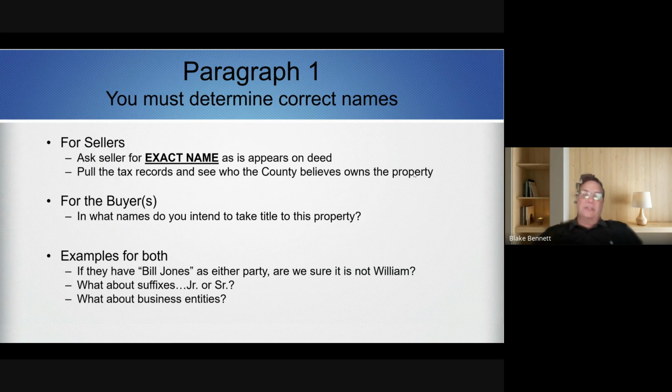For buyers, how do they want to take the property? If they go by Bill Jones, are you sure that that's not William? What about juniors? What about seniors? Those make a difference. Is it going to be in a business entity? That can be a huge, huge difference.